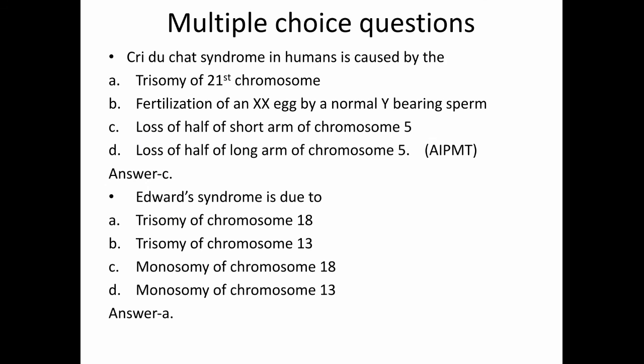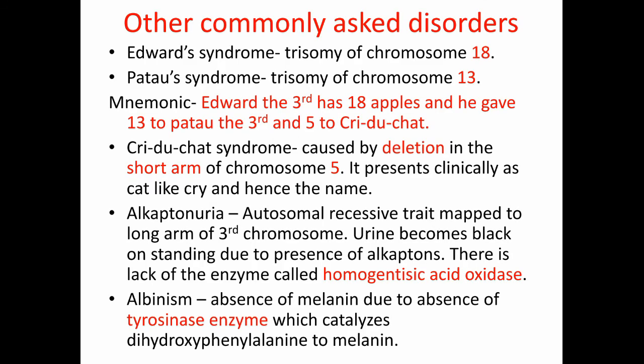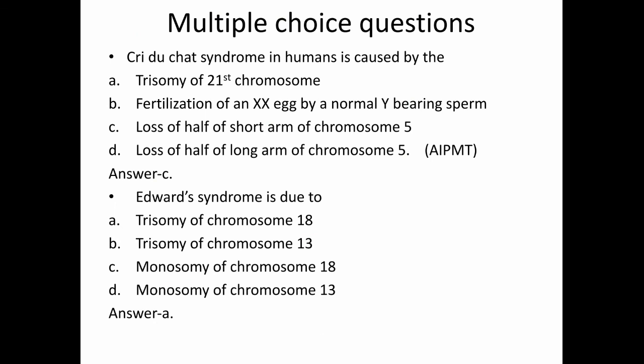Okay, now Edward syndrome. You just go over to the mnemonic. Edward the third, trisomic condition, 18 apples, that means trisomy 18. So you just simply look for trisomy 18 where it is given in the options. In the first option itself they have given that it is a trisomy of chromosome number 18. So you tick option number A.